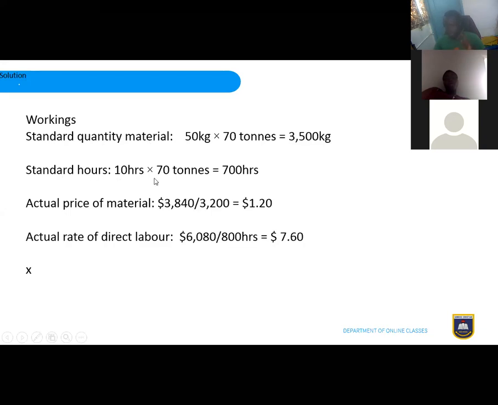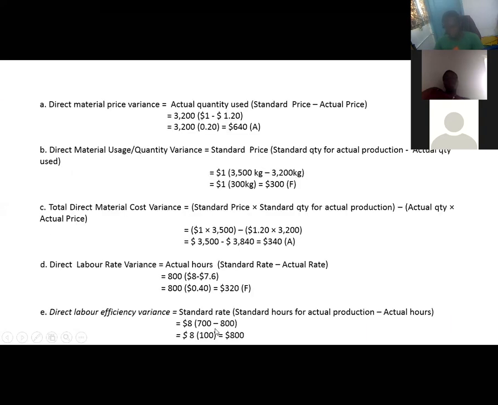Okay, and when doing that, you need to multiply them by the total figures. After which you send the total or whatsoever you've gotten to where the main solution is. And remember, all workings must be shown. Okay, so after that, 10 hours multiplied by 70 tons, we are getting 700 hours. 700 hours minus 800 hours.